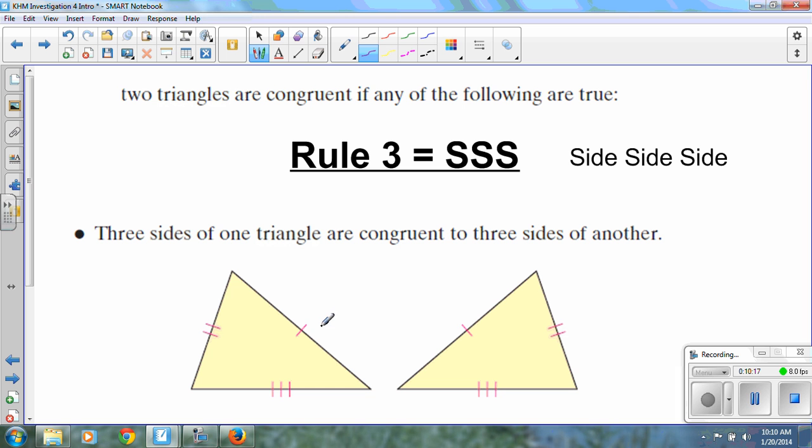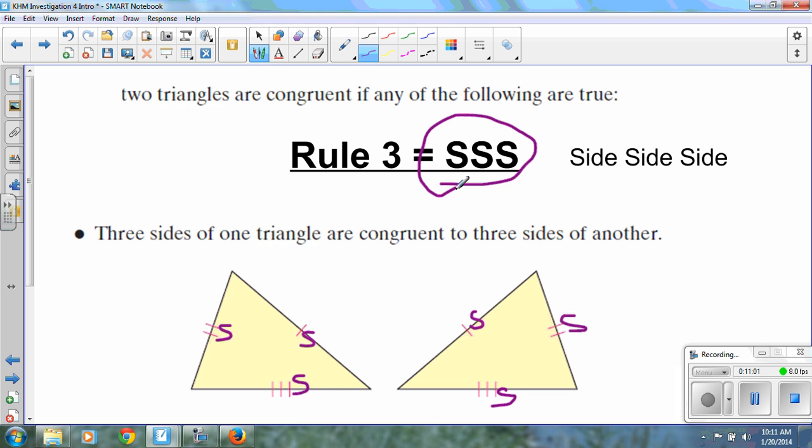All right, so let's take a look. Let's look at our pattern. We have a side, we have a side, and we have a side. Okay, over here we have a side, we have a side, and we have a side. So both of these triangles are congruent by this rule, side, side, side, or SSS. Those are the 3 rules that we are going to be using to determine if triangles are congruent to each other. If one of these rules does not apply, we cannot say that the 2 shapes are congruent.